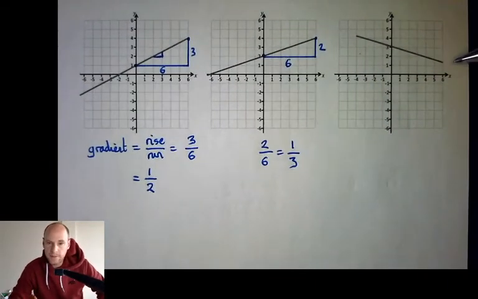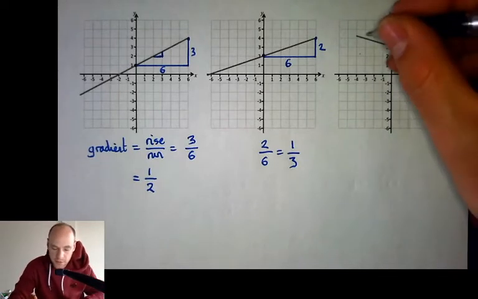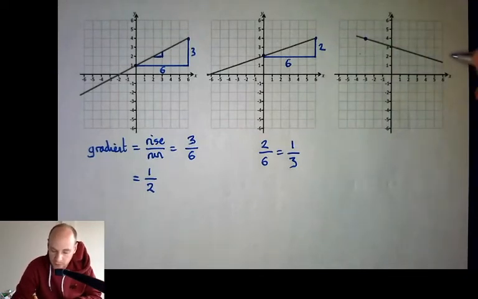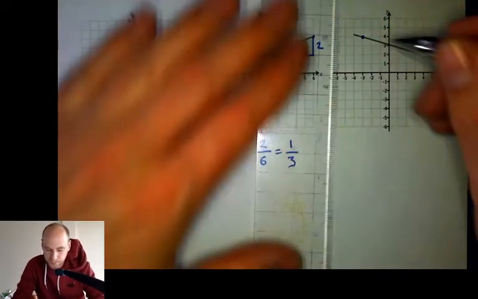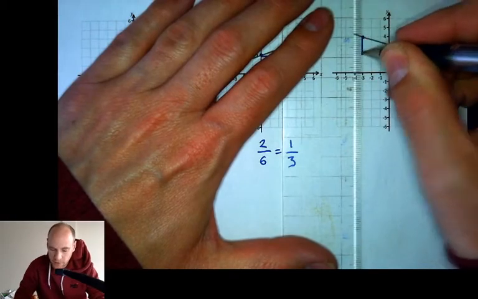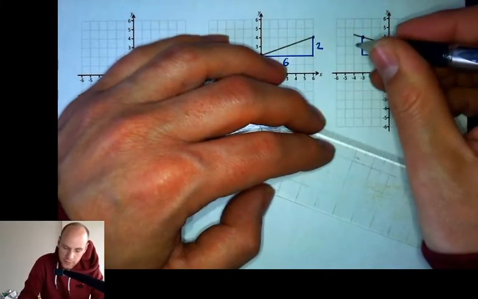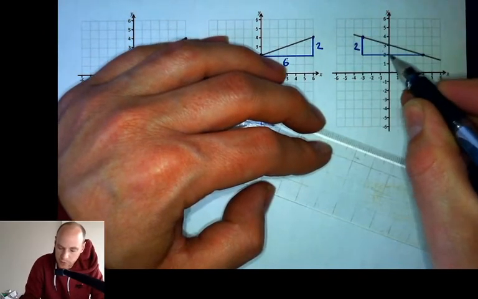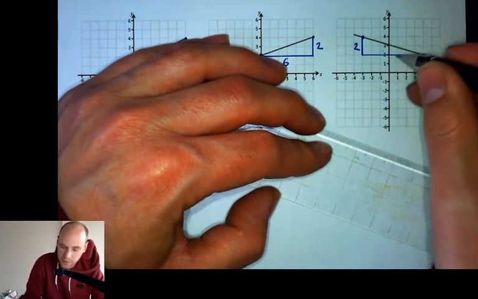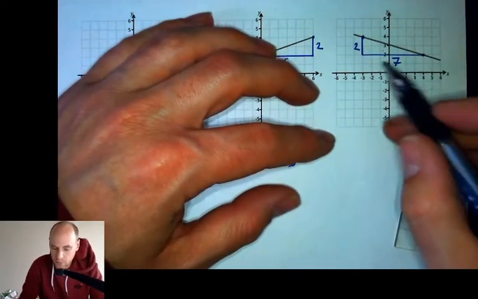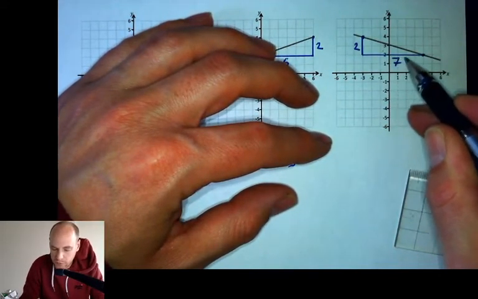And then lastly, this one. This is the most difficult one we've done. It is both negative and it's a fraction. And I know that because it's pointing down and it's quite flat. So I'm going to do the same thing. I'm going to find some points that I think it goes through. Here they are. So that's 2 and 1, 2, 3, 4, 5, 6, 7.